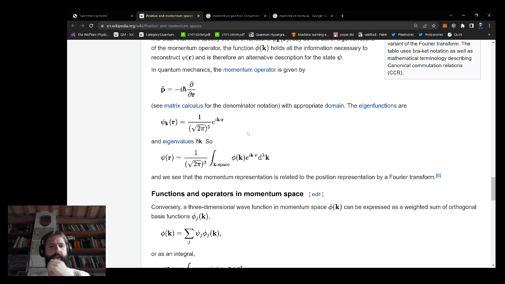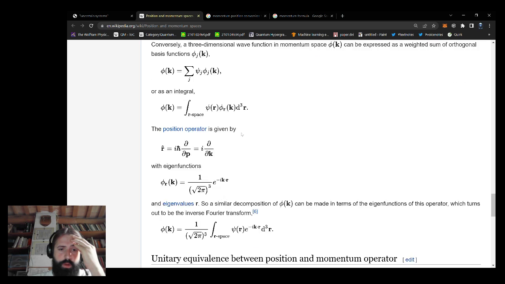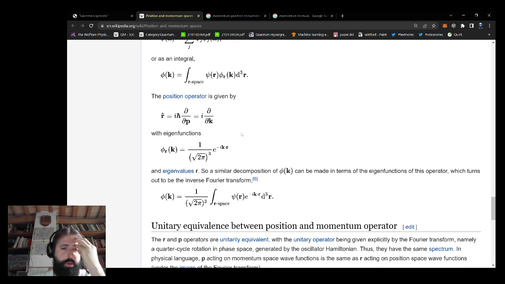I'm not so sure I intuitively understand why. The eigenfunctions are these. How is that derived, though?